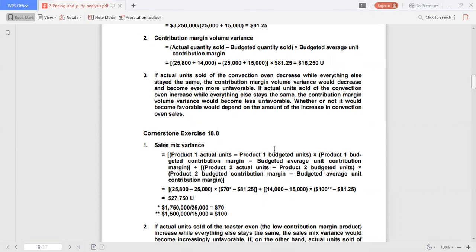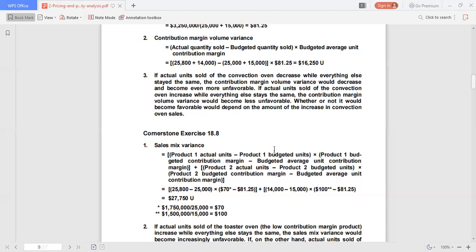So, the difference is the contribution margin of 1,750,000. Then we divide that by 25,000 units. That's your budget. We get 70 per unit. Now, that's 70 per unit.